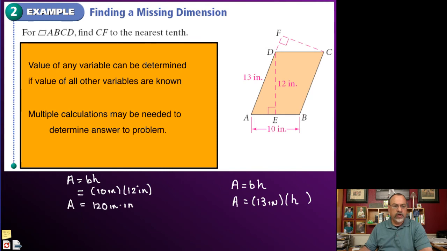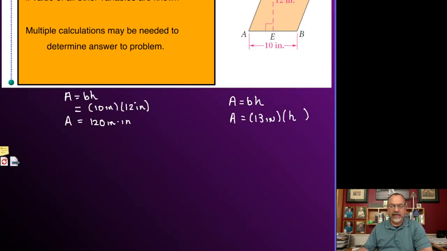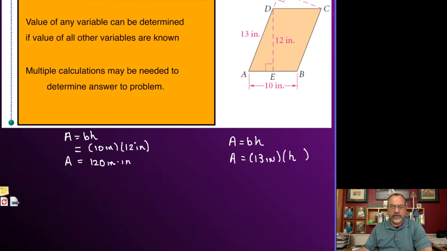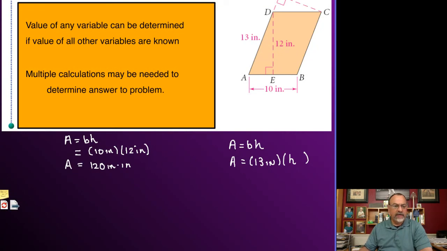Okay, so now that I know what A is, let me scroll just a little. I can now take this value of A and put it over here in my other formula, which gives me all of the variables in this problem except for the one I'm trying to figure out, 13 inches times H. And now I can determine what H is, or FC.